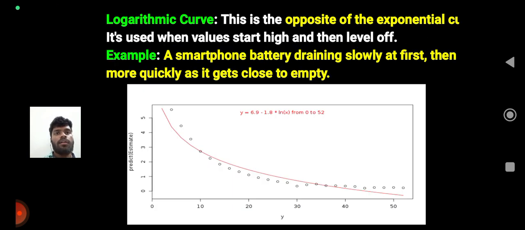And let us see the logarithmic curve. The logarithmic curve is exactly opposite to the exponential curve, where the slope decreases very rapidly. One of the best examples of the logarithmic curve is a smartphone battery draining very slowly at first, and then more quickly as it comes close to empty. That is, when the mobile is fully charged, the battery does not drain that much. But when the battery charge is getting drained, when it becomes 10% or 5%, it drains very fast. That's what it says.